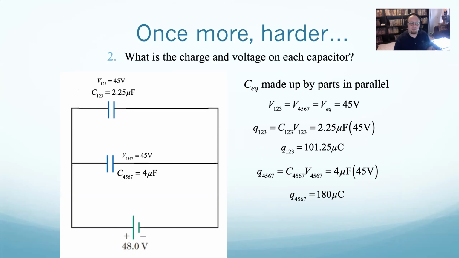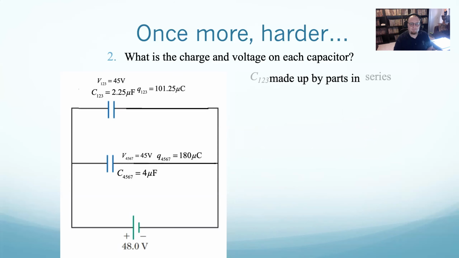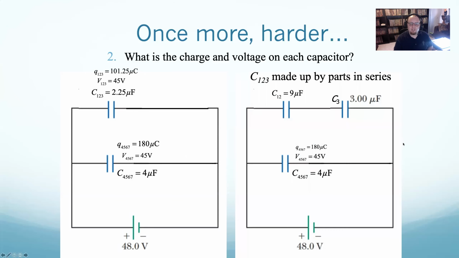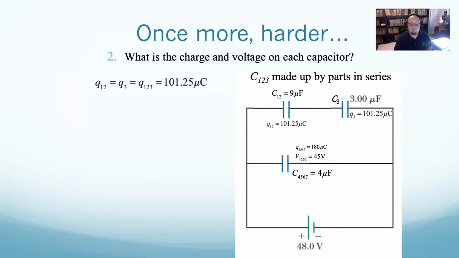So let's put that information on my graph. Now I'm going in the exact opposite order I did before, so I'm going to do 1, 2, 3 next. What I said 5 minutes ago was that C123 was made up of 2 in series, C12 and C3. Because they're in series, they each have the same charge. That means C12 has 1.01.25 microcoulombs, and C3 has 1.01.25 microcoulombs. So I'm going to just drag those values over and say that's the charge for both of those.